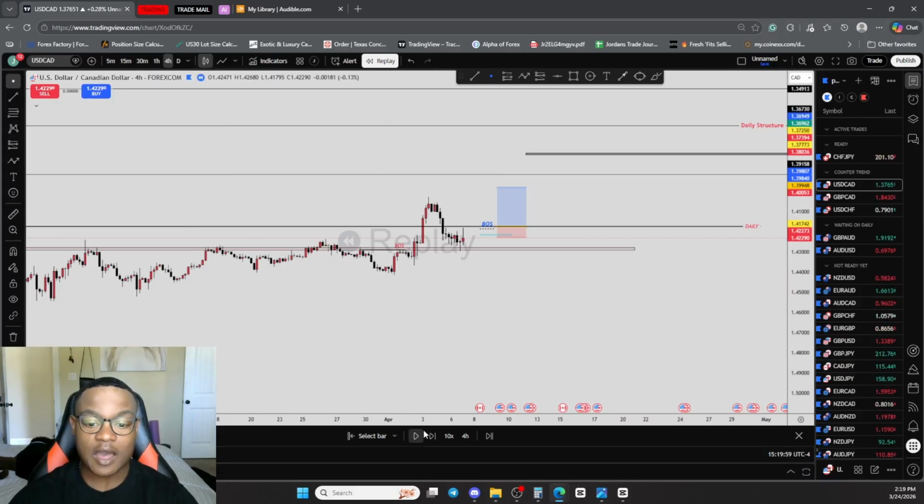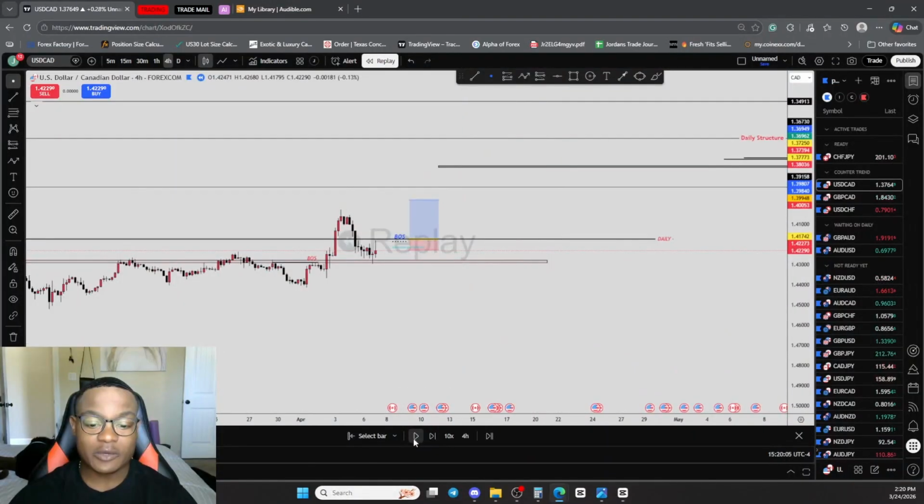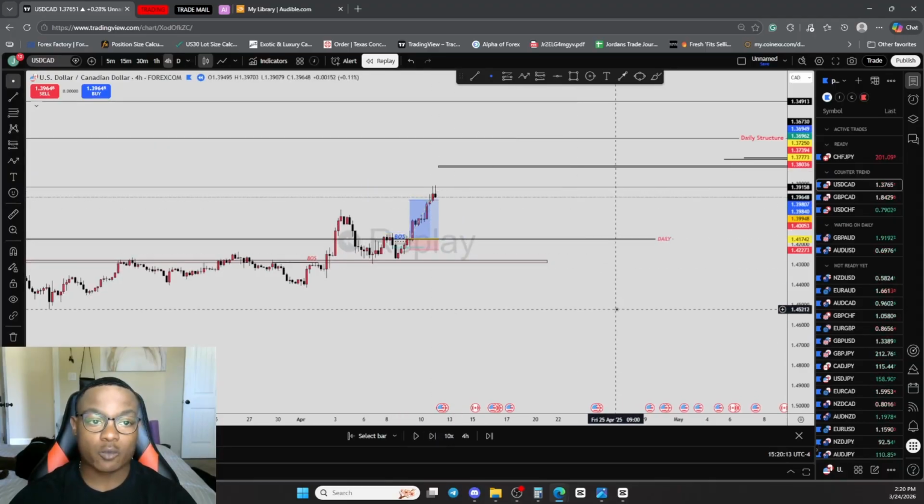So now, how do we find our entry? We simply wait for price to get back above our daily structure point, and we enter this trade to ride it back towards the upside. What happened? Enter the trade once we got above, and then we hit take profit with ease.